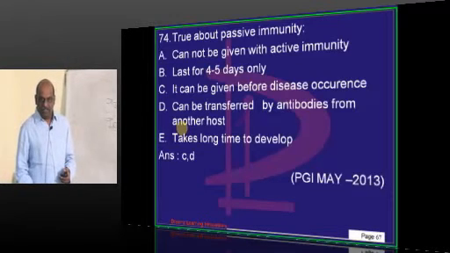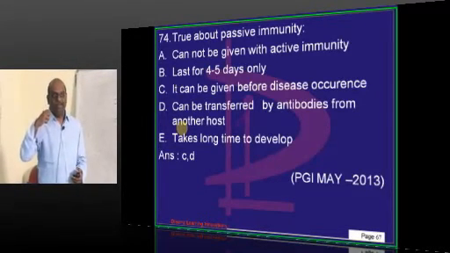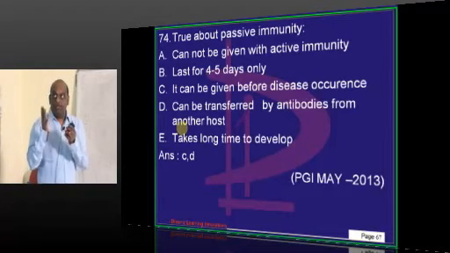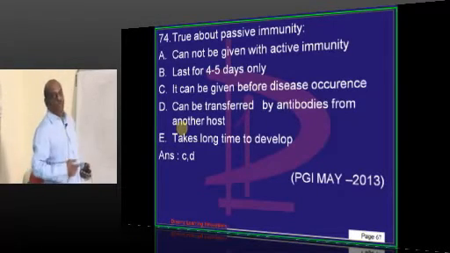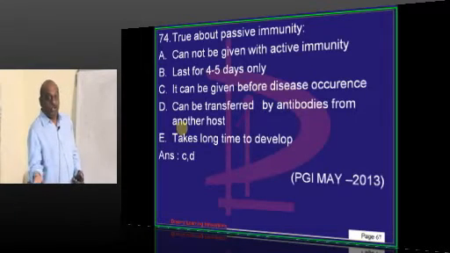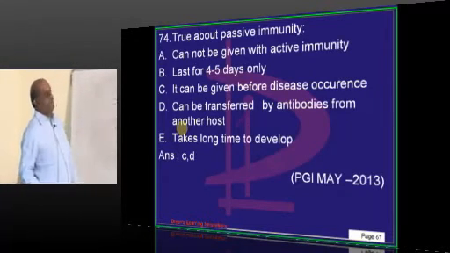For example, a rabies bite happened. It is a class 4 bite. Only giving rabies vaccination means you need to wait for immunity to start. But if you also give serum, you are giving immediate protection. So that is the reason it can be given before disease occurrence.